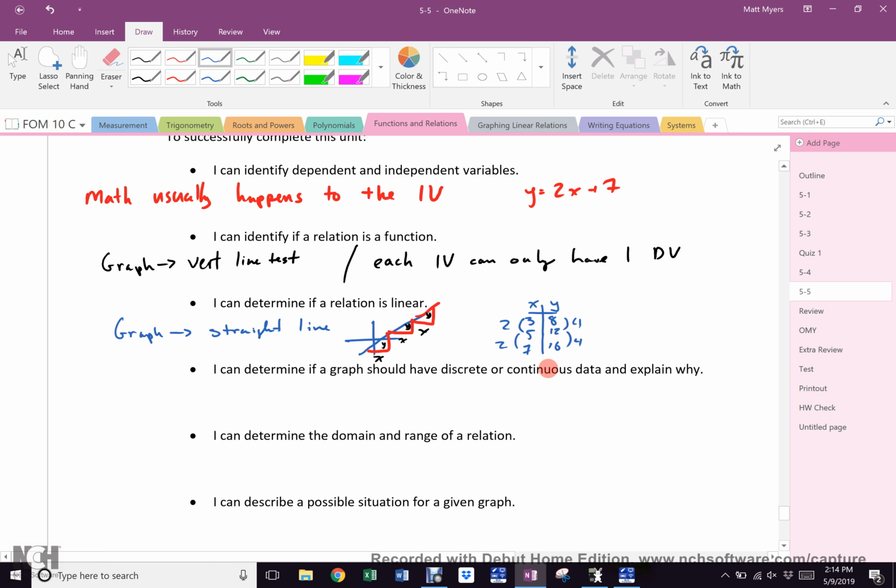Discrete and continuous data. Is everybody okay with that? This one gets a little tricky. Who remembers the little thing I explained? Discrete data is what? Discrete data is the dots. Yes, that's how it's shown on a graph. But how do you know if you're going to put the dots? Yeah. Discrete data is counted.